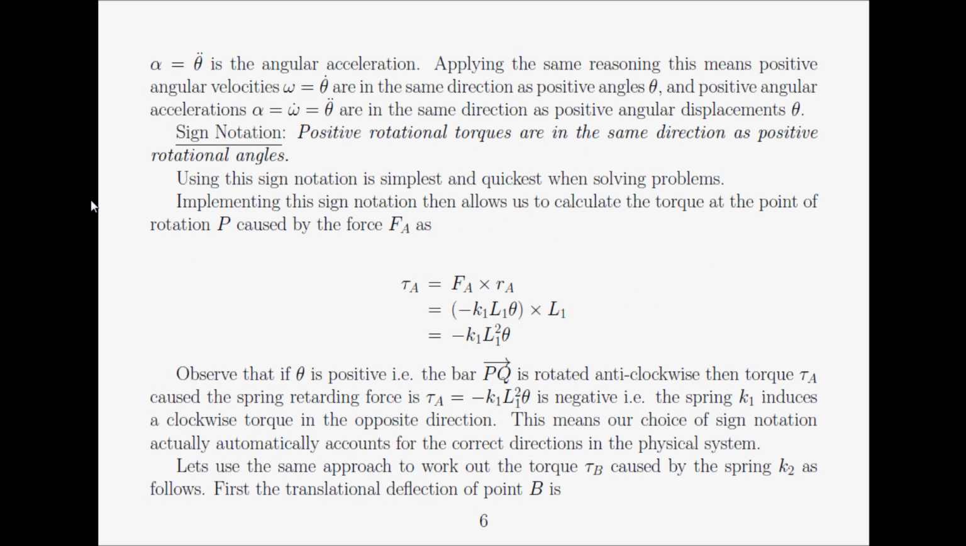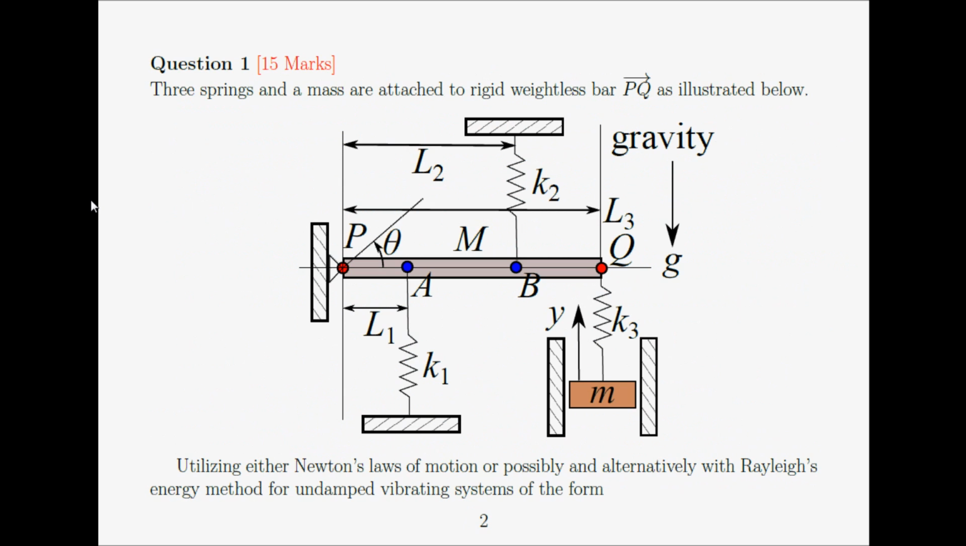When we say moment of inertia, we mean specifically a rotational moment of inertia, where I is the sum of mass times distance squared, which is technically an integral. And then, obviously, using Newton's second law, we'd use a similar sign notation. Positive rotational torques are in the same direction as positive rotational angles. What does this physically mean?